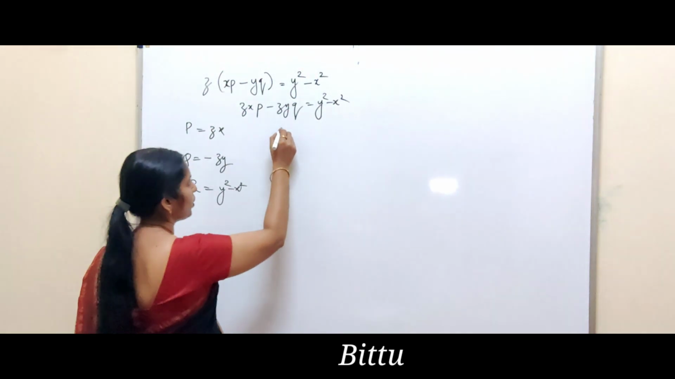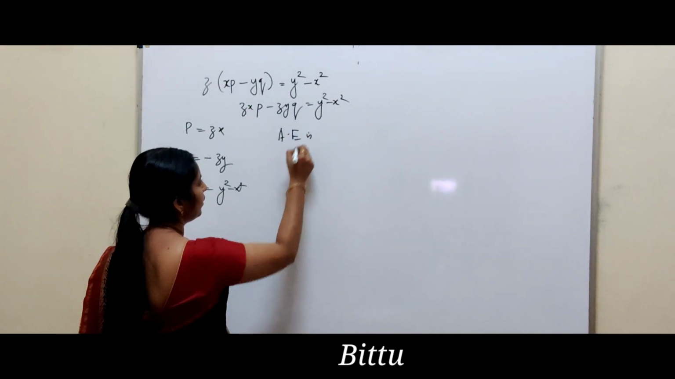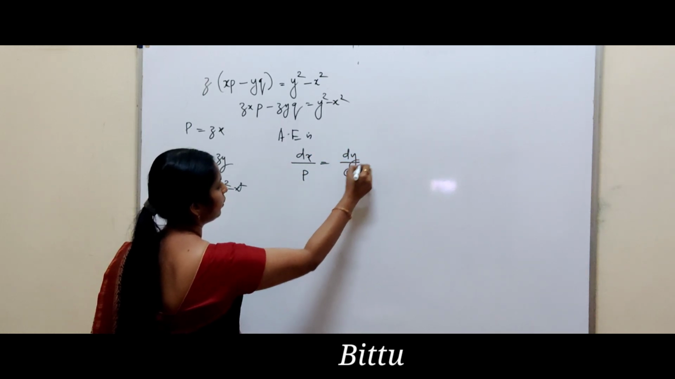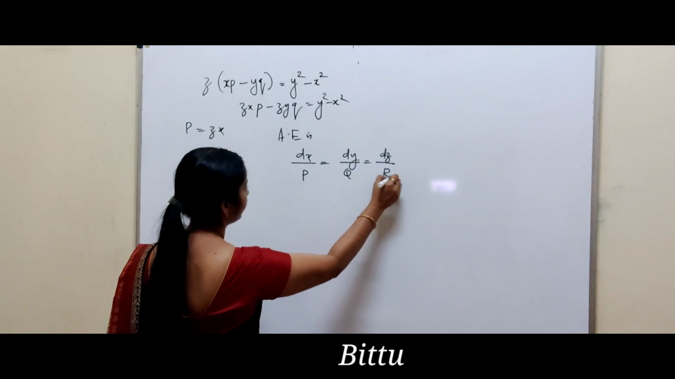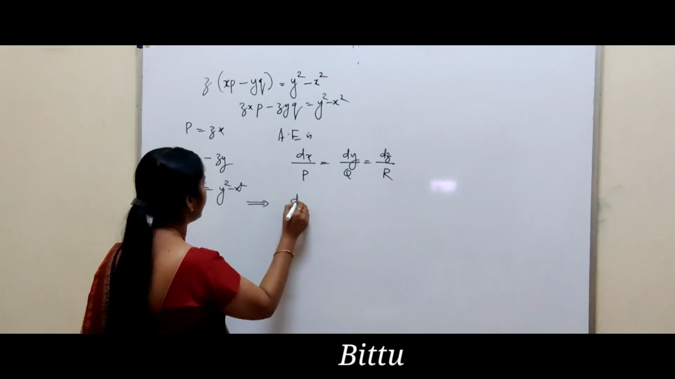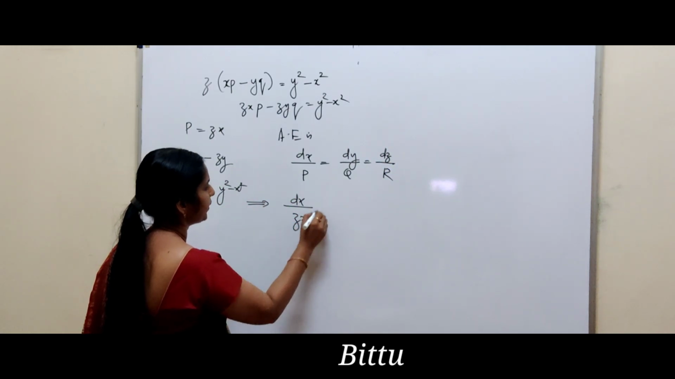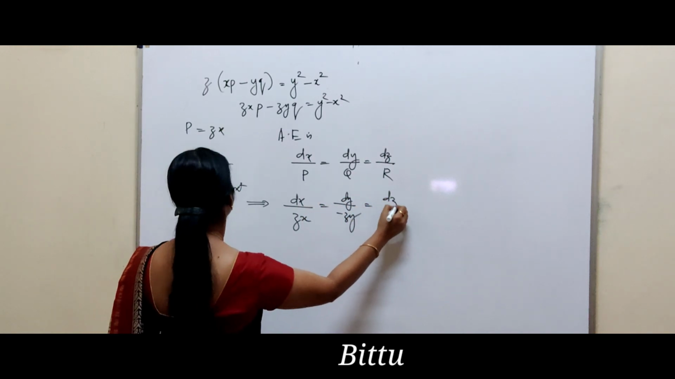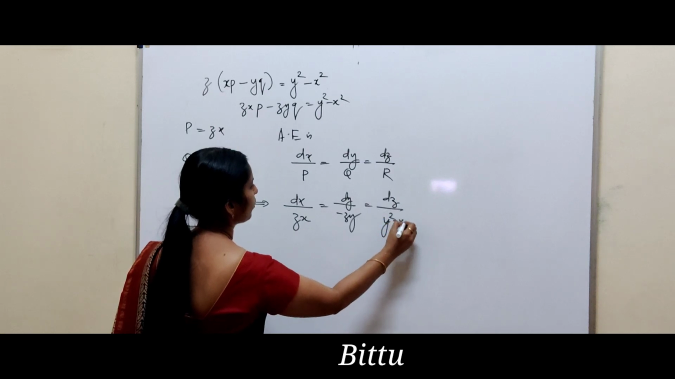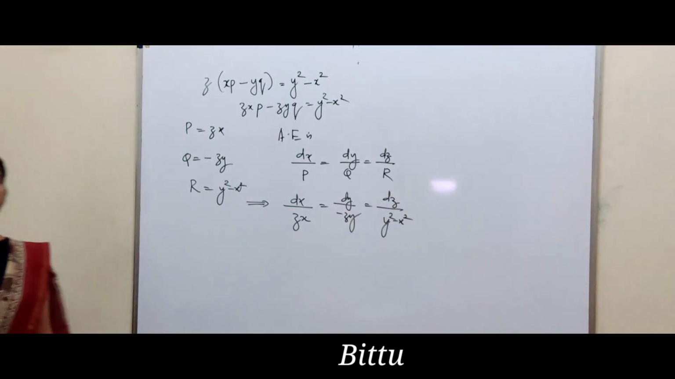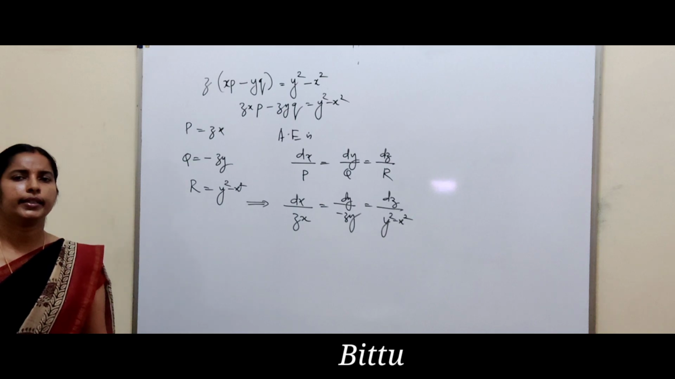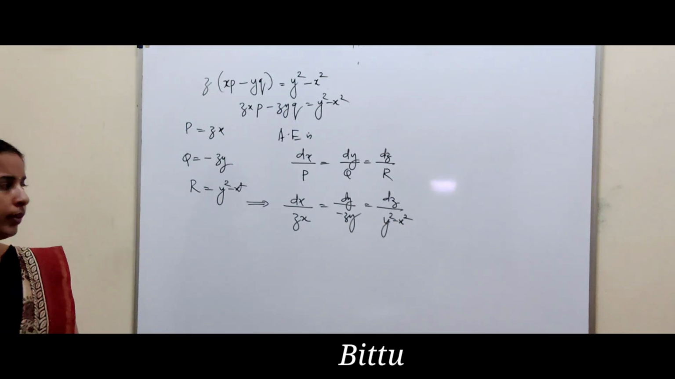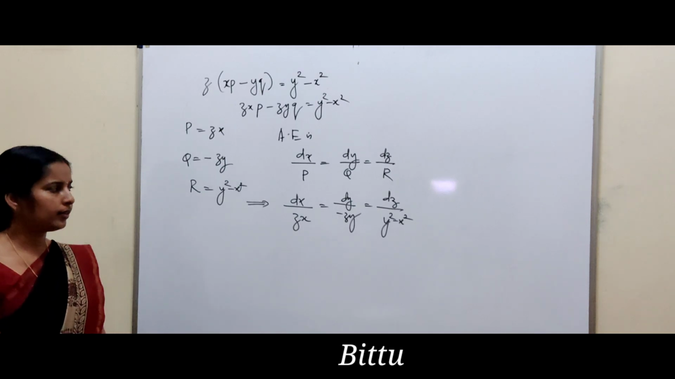What is our auxiliary equation? dx by p is equal to dy by q is equal to dz by r. This implies dx by zx equal to dy by minus zy is equal to dz by y square minus x square. See, by looking into the auxiliary equation, you can easily find two ratios in such a way that the grouping method is possible. Can you find it?